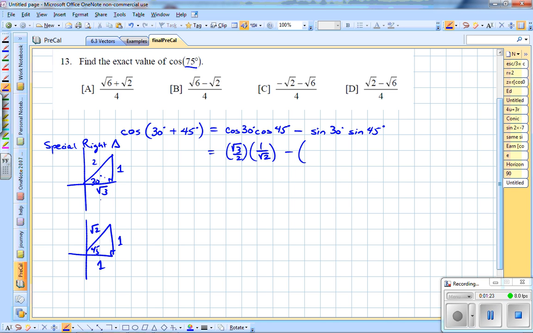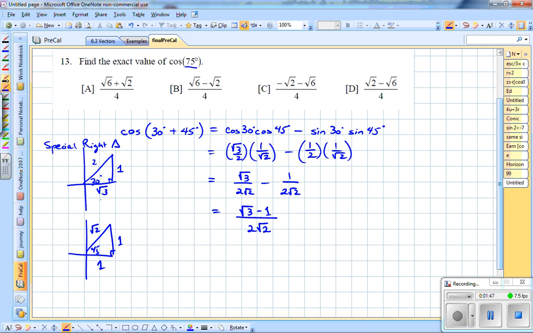Sine of 30, that's opposite over hypotenuse, which is 1 over 2. Sine of 45 is 1 over square root of 2. I'll go ahead and simplify this. I have square root of 3 over 2 square root of 2 minus 1 over 2 square root of 2. Dealing with fractions, I have square root of 3 minus 1 in the numerator. Common denominator is 2 square root of 2.